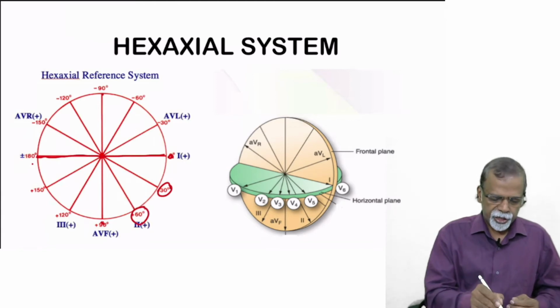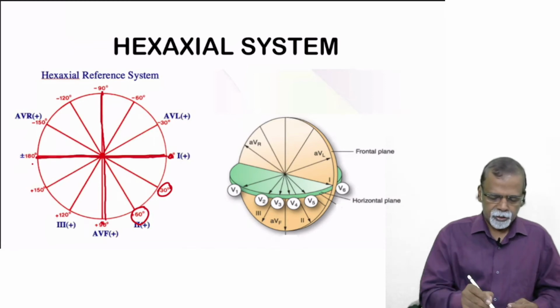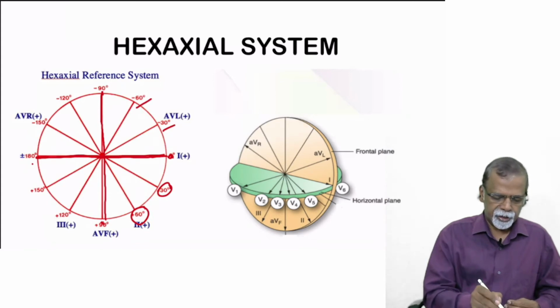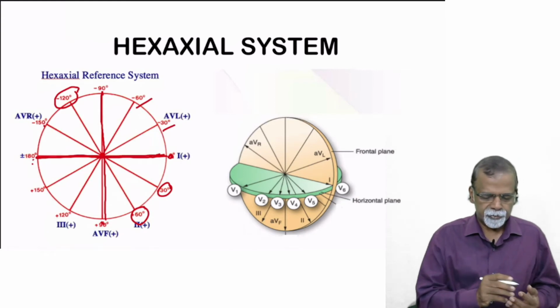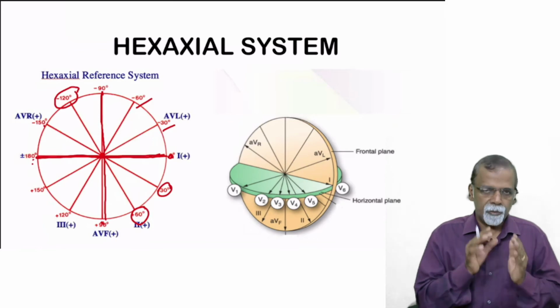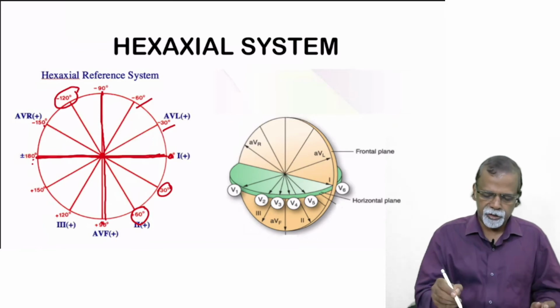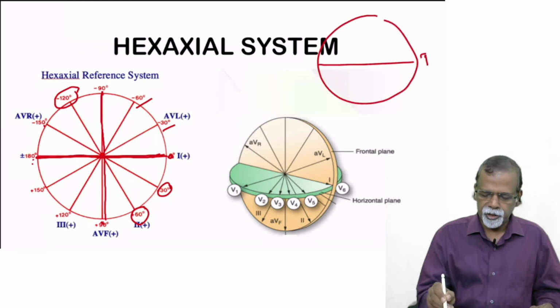So we divide the 360 degrees into different quarters. So AVL is minus 30. Lead 3, the opposite end is minus 60. This is minus 90. Lead 2 opposite end is minus 120. AVR is minus 150. And the opposite end of lead 1 is 180. So this is basic, you remember this, you should be able to draw this hexaxial reference system. So you draw a line like this. So this will be lead 1.